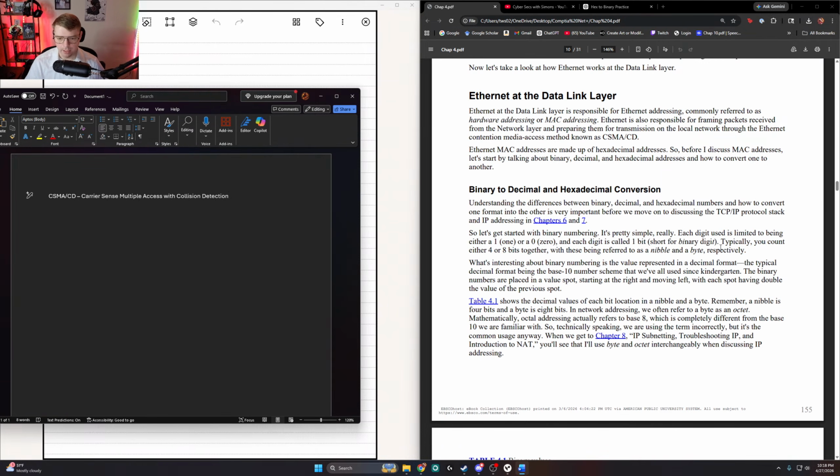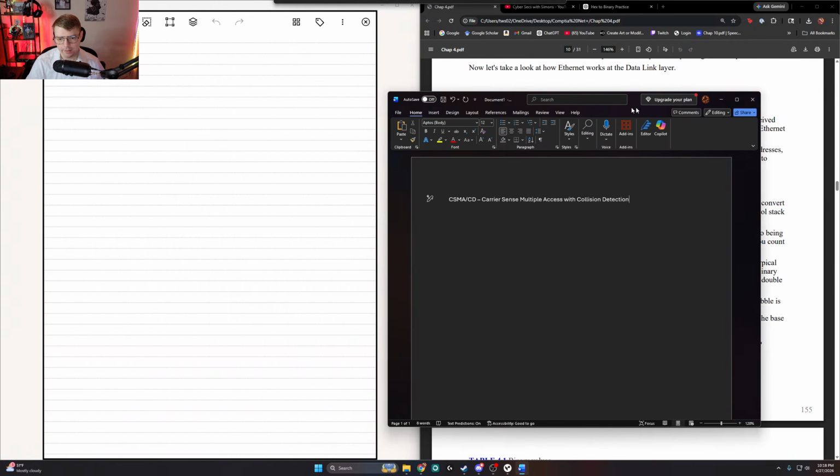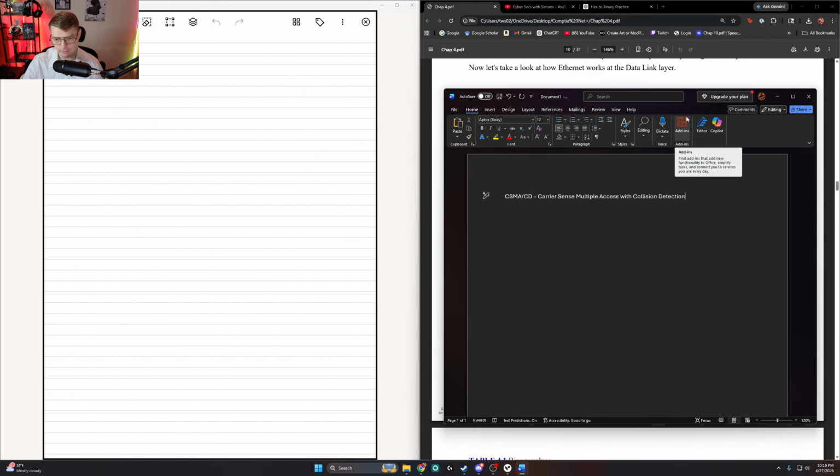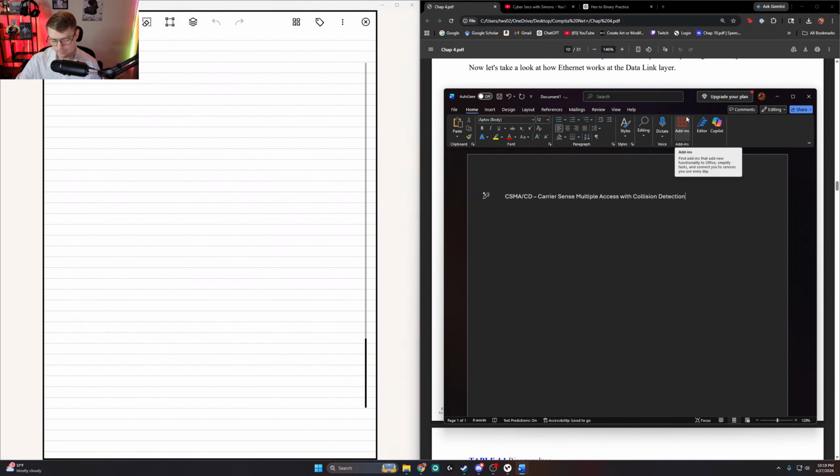Typically, you can count either 4 or 8 bits together, with these being referred to as a nibble and a byte. So when we have, actually we'll just put that in a Word document. So we have 4 bits is a nibble, and 8 bits is a byte.